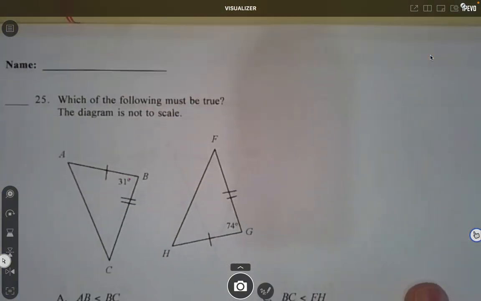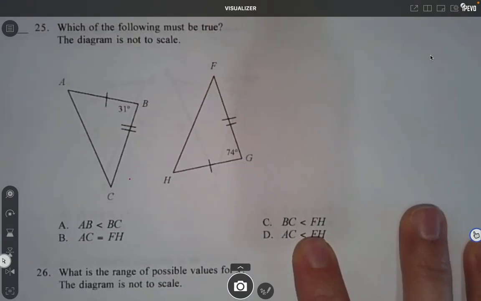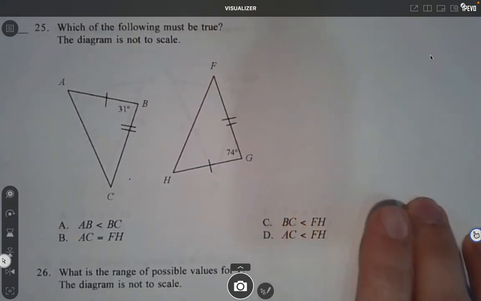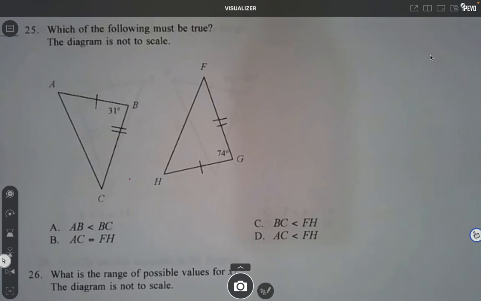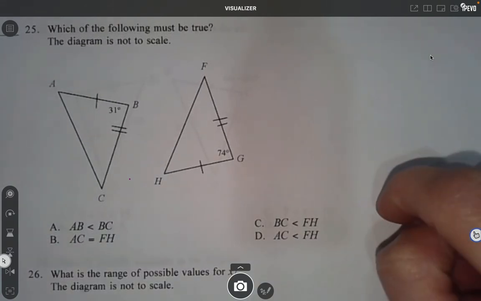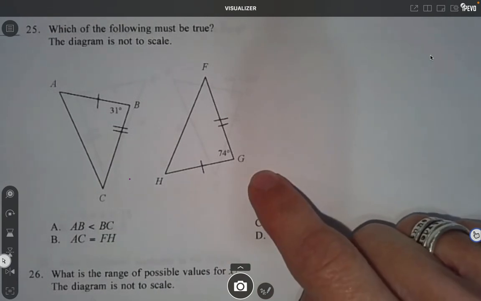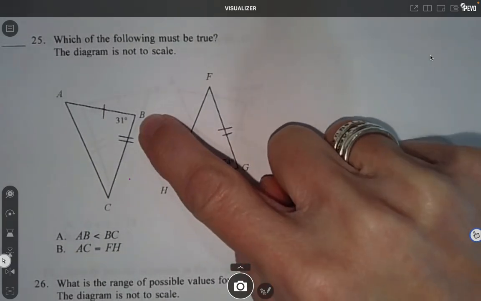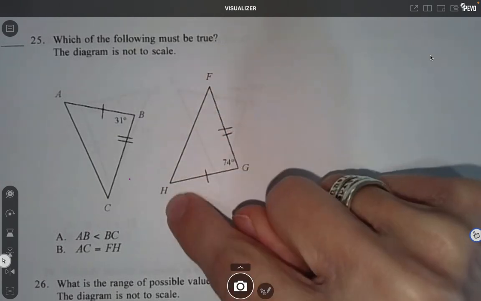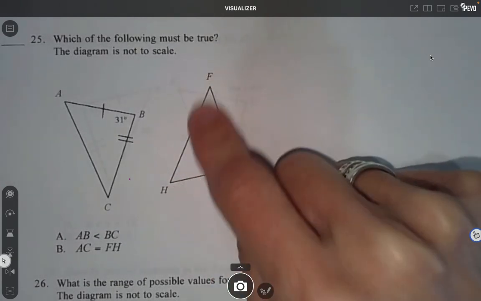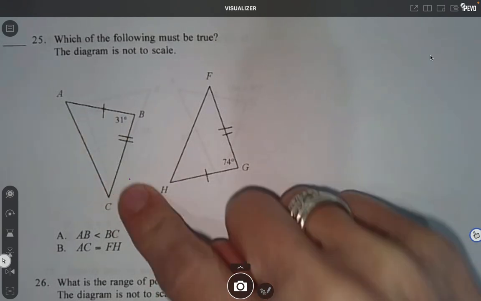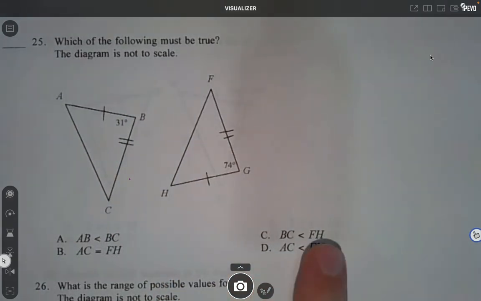All right, 25. Which of the following must be true? D. Do I need to go over that? Okay. Which one has the bigger angle? 74. This one's a bigger angle, right? Is 74 bigger than 31? Yes. So the side right here, HF, must be bigger than AC. So HF is bigger than AC. See how they wrote it? They started with AC is smaller than FH, but same thing.